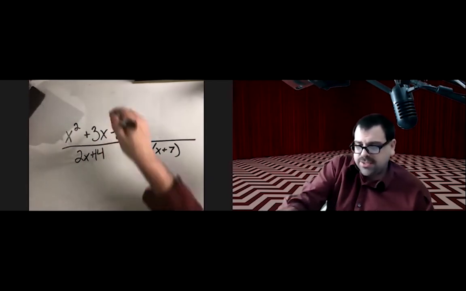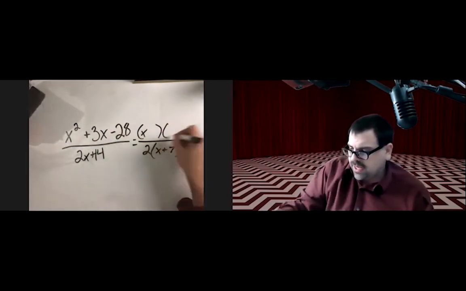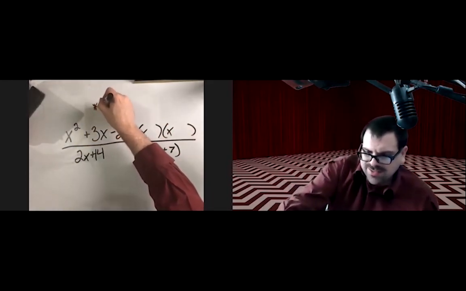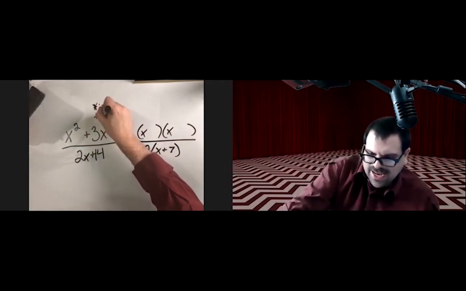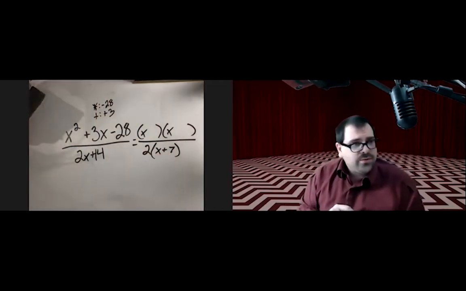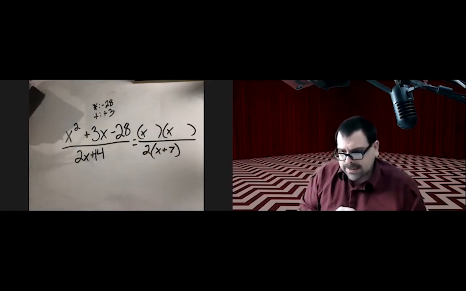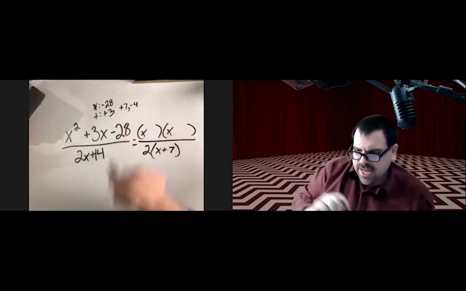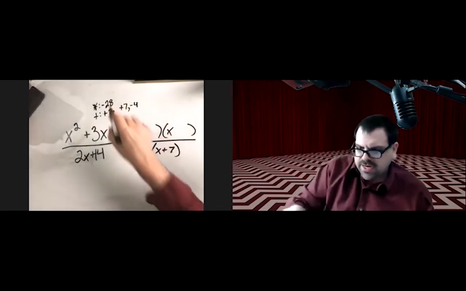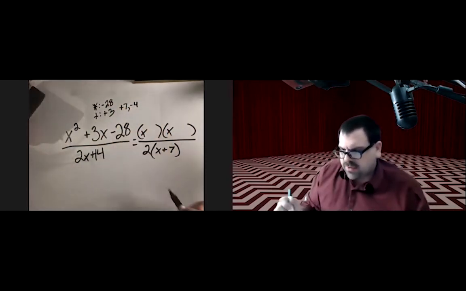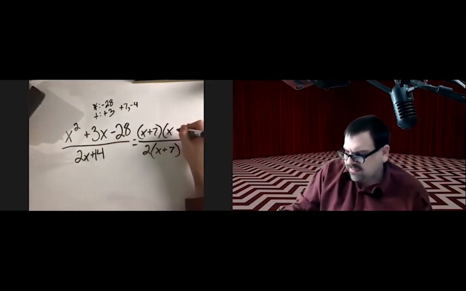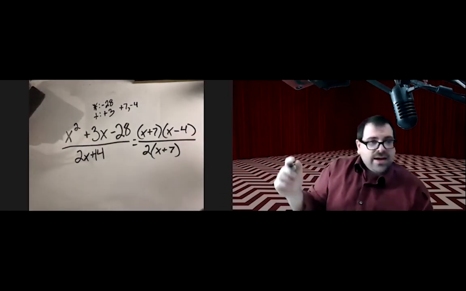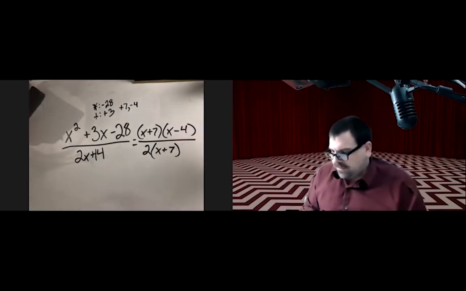On the top, I need two numbers because this is going to be an x times an x. I need two numbers that multiply to -28 and add to +3. These would be +7 and -4. They multiply to -28. They add to +3. So in goes a +7, in goes a -4. Now I've completely factored the top. I've completely factored the bottom.